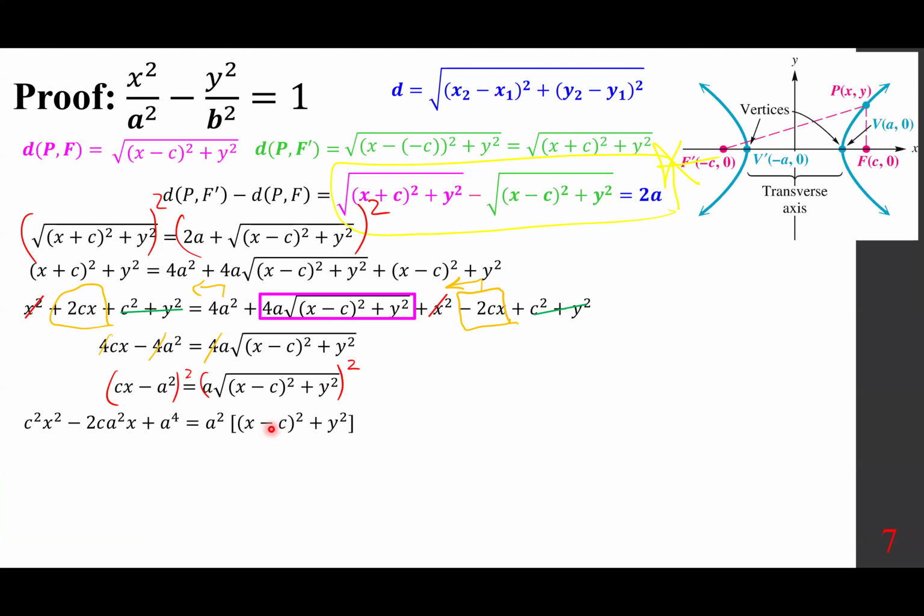So this doesn't change. This one changes to x squared minus 2cx plus c squared. I'm going to multiply the a squared by it. So everything gets multiplied by a squared on the right side. The left side is unchanged. These two are identical. Just drop it.